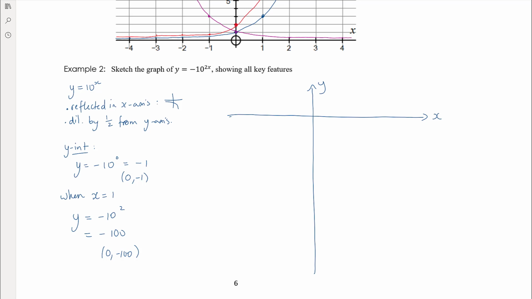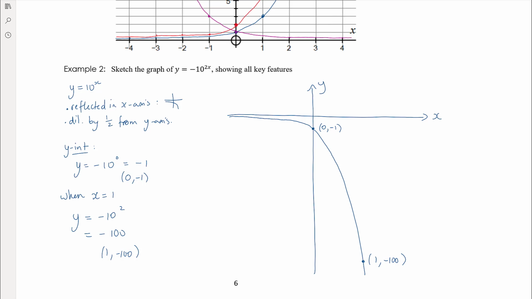And we're going to have quite a steep graph. Steep for two reasons, both because of the base of 10, which is very steep, and also because of the dilation by half, which also made it even steeper. So (0, -1) for our y-intercept, and obviously this scale's not correct, but a sense that it is a long way away. Sorry, not (0, -100), it's (1, -100). Sorry, I made that mistake over there.